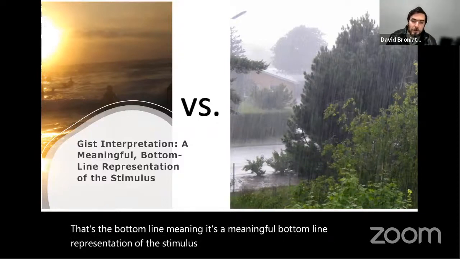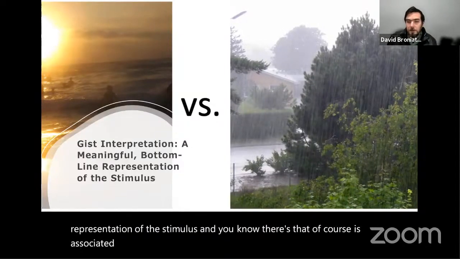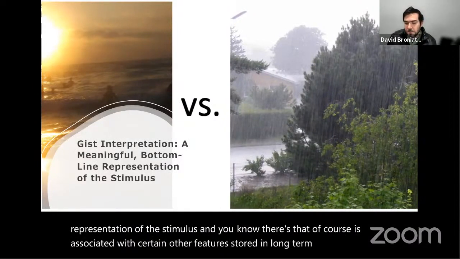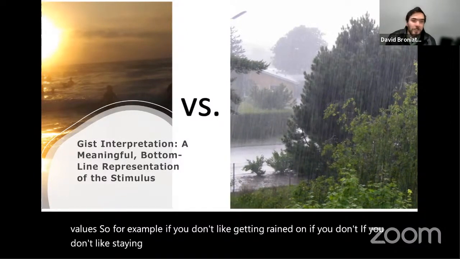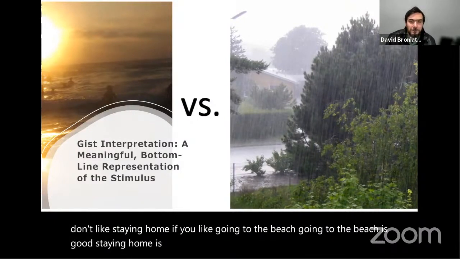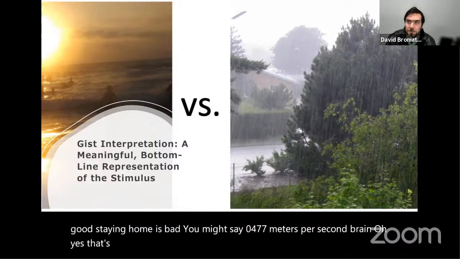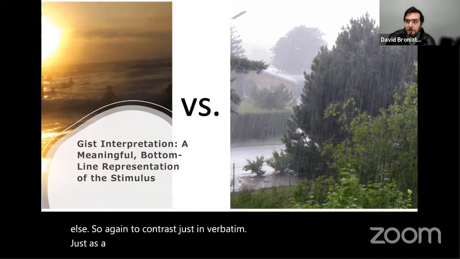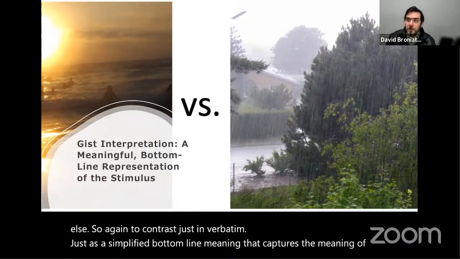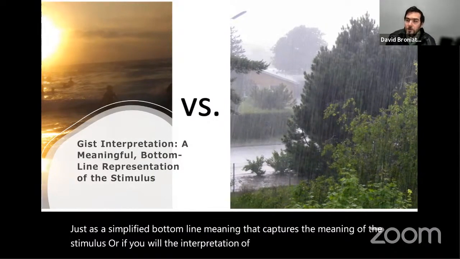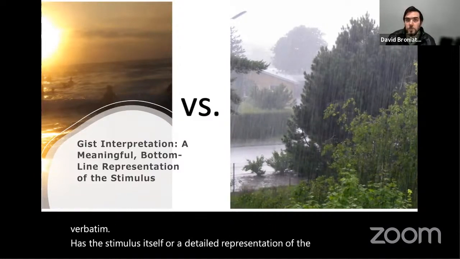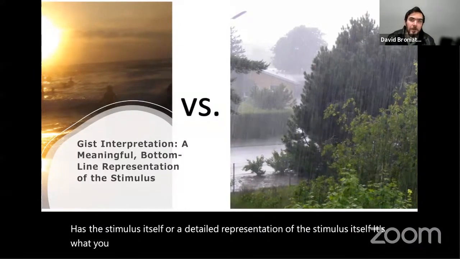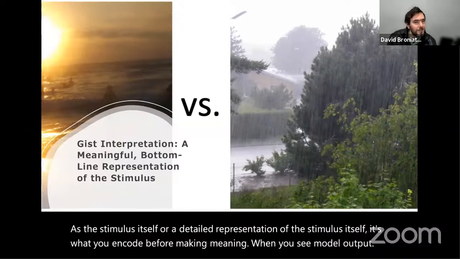And, that, of course, is associated with certain other features stored in long-term memory, such as values. So for example, if you don't like getting rained on, if you don't like staying home, if you like going to the beach, good is the beach, staying home is bad. You might say, oh, 4.77 millimeters per hour of rain. Oh yes, that's bad. I better make plans for something else. So again, to contrast gist and verbatim, gist is a simplified bottom line meaning that captures the meaning of the stimulus, or if you will, the interpretation of the stimulus. Whereas the verbatim is the stimulus itself, or a detailed representation of the stimulus itself. It's what you encode before making meaning when you see model output. So why is this distinction important?